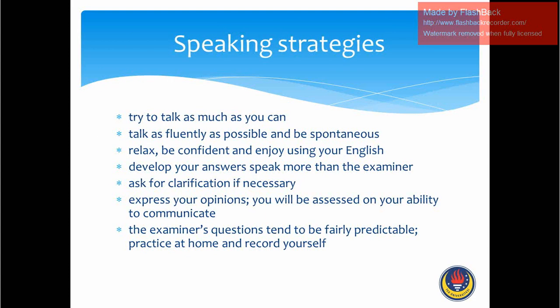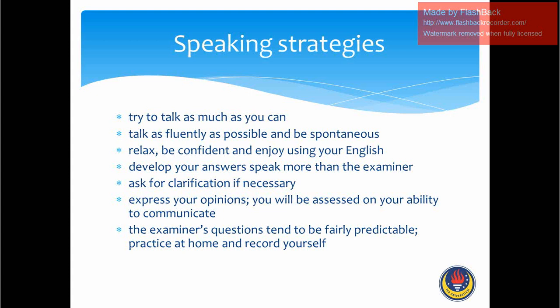Alright, so here are some speaking strategies. Try to talk as much as you can, but make sure you talk about the questions, the relevant content. Don't go out of content, out of topic. Stay within the topic. Organize your talk. Make sure you have an introduction, you give some arguments, and then you have a conclusion. Talk as fluently as possible and be spontaneous. Relax, be confident, and enjoy using your English.